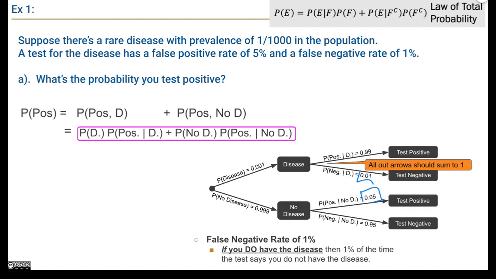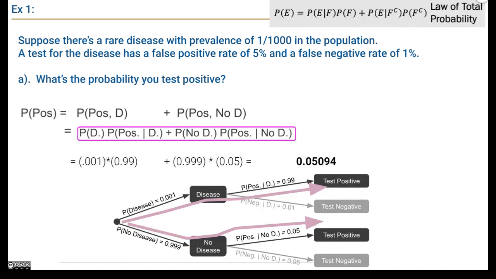So all together, those are the 3 pieces of information I was given in the problem, and given those pieces of info, I could fill in the rest of the tree. All right, so now I'm ready to go ahead and calculate this total probability by just going down the branches of positive and disease and positive and no disease, right? If I take the product of these 2 here, I'm getting this, and then I'm taking the product of these 2 here to get this term, and so I get about a 5% chance.